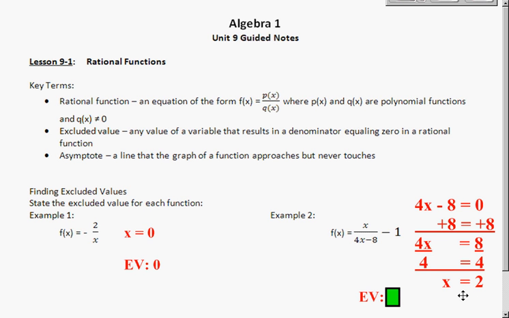Again, what that is stating is that x cannot be 2. So if you plug 2 into your equation here, you'd have 4 times 2, which is 8. 8 minus 8 would give you 0. So the excluded value in example 2 is 2.